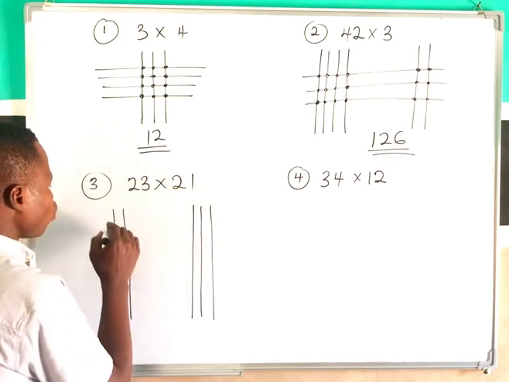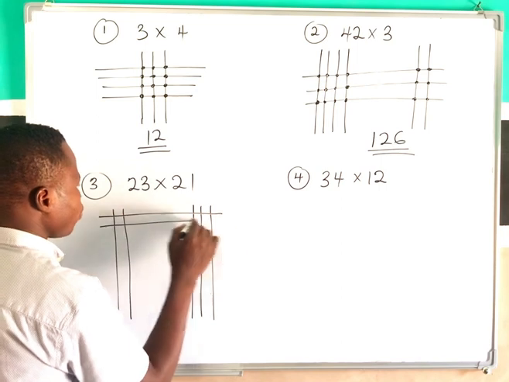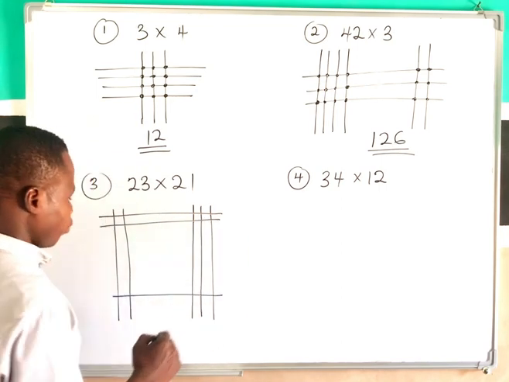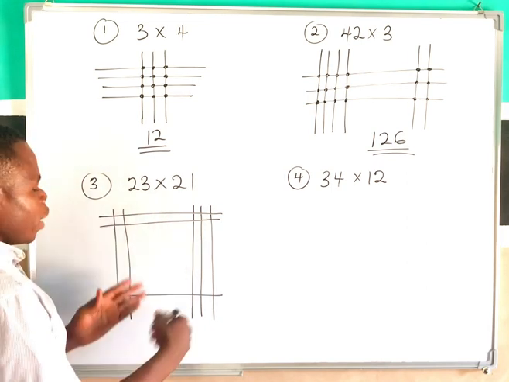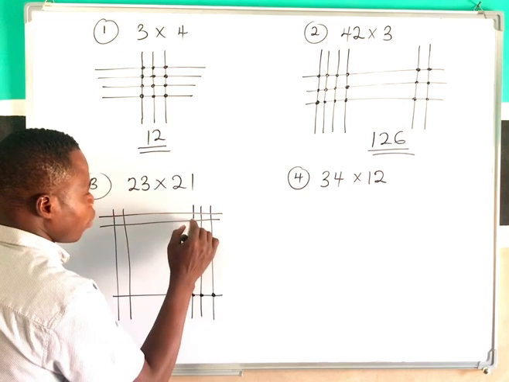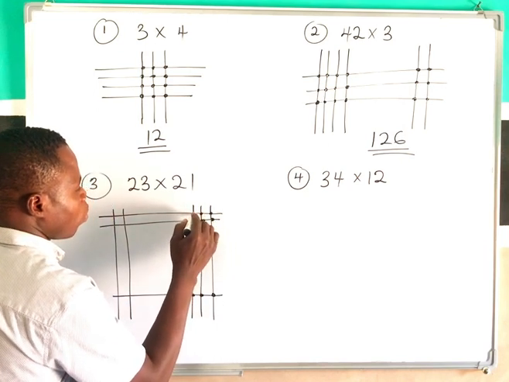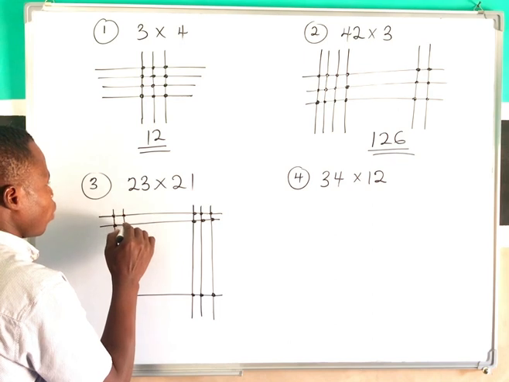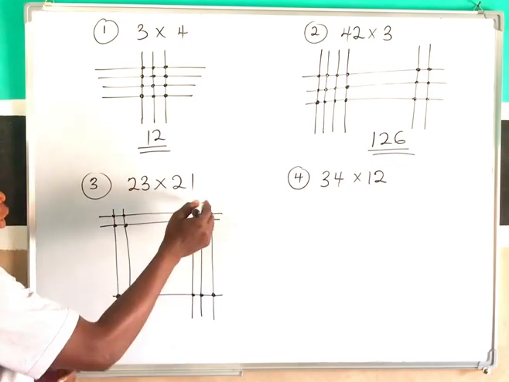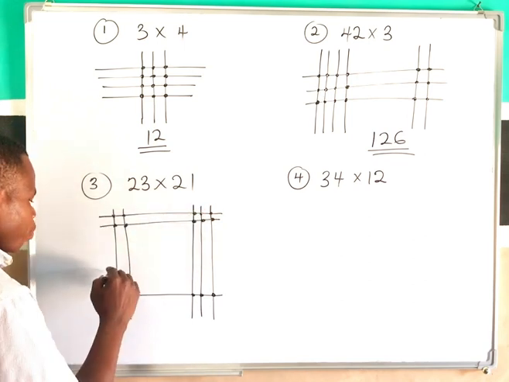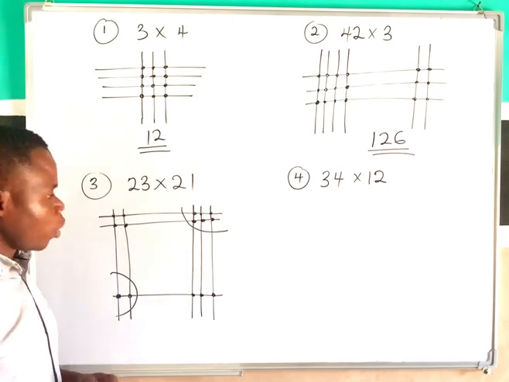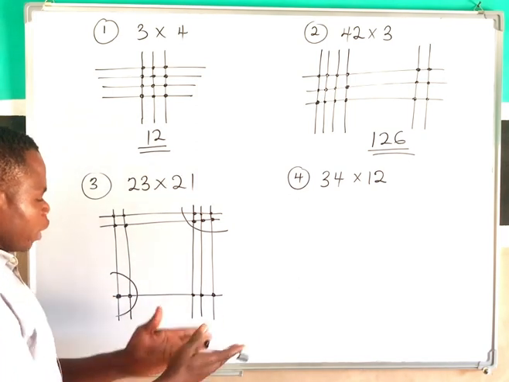The 21, I will draw 2 horizontal lines for the top. Then come down and draw 1 line this way. So where these lines cross each other, I will now put dots there. But these particular corners, I have to group them, meaning I'm going to add them together. So let's see how you get your answer.